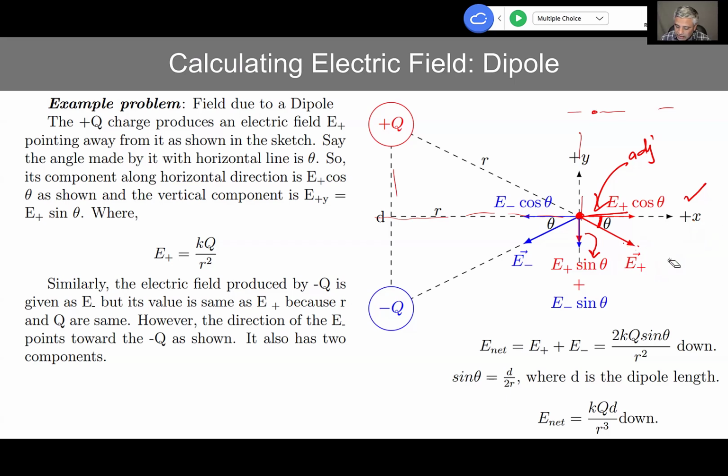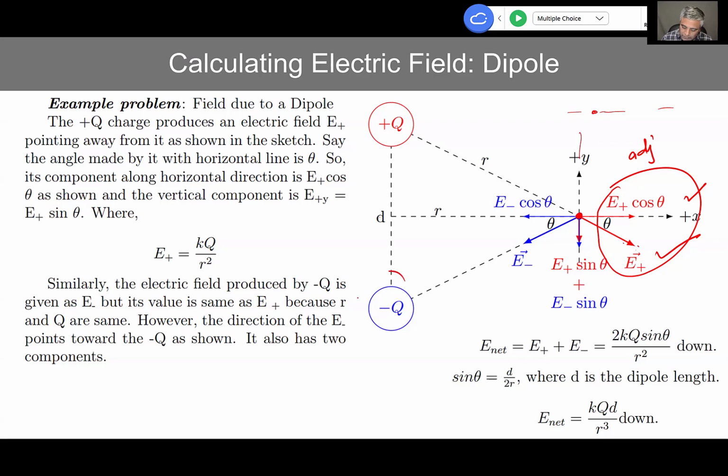This E plus is the field due to positive charge, and this E plus cosine theta and E plus sine theta are the components. So why am I doing components? Because this one is neither along the x-axis nor along the y-axis. When you have this kind of situation, you need to write in terms of components so that we can do the further math. Okay. So now let's tune out all the reds and let's just focus on blue.